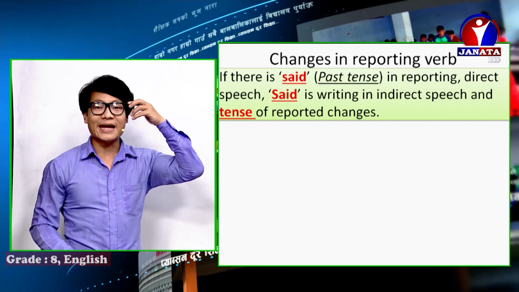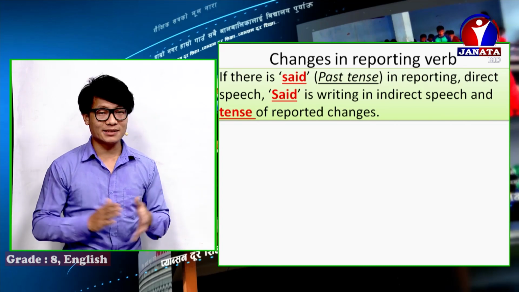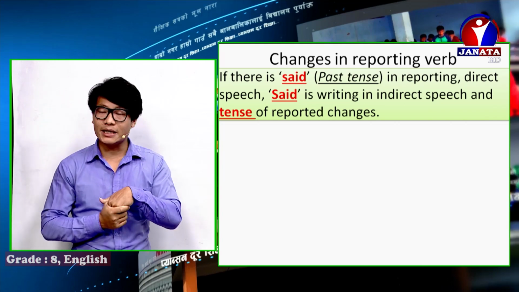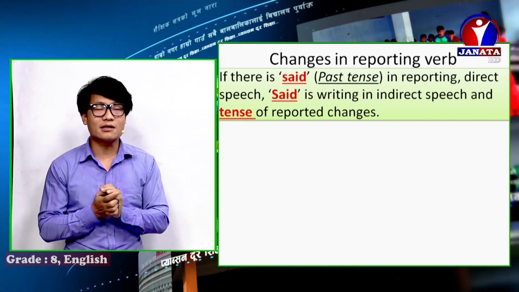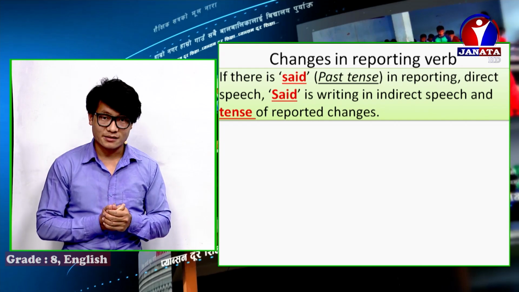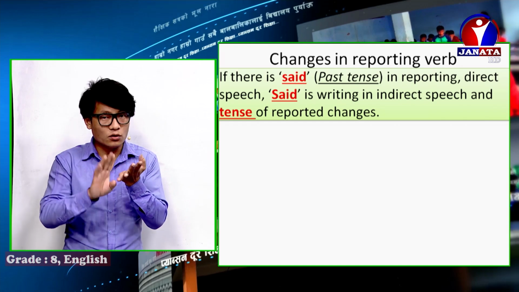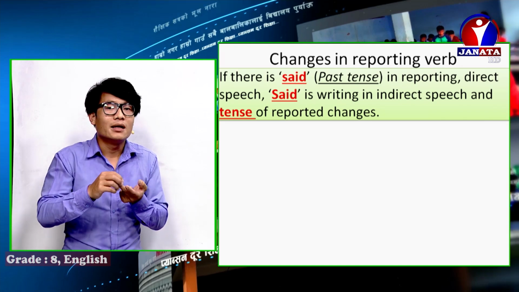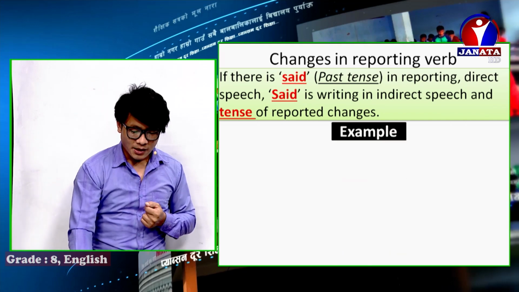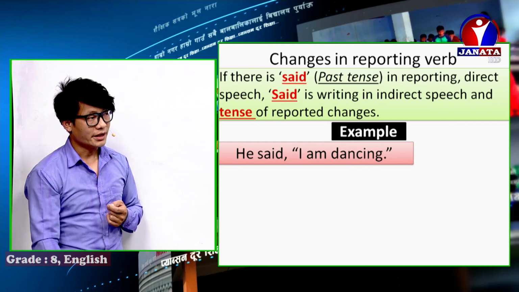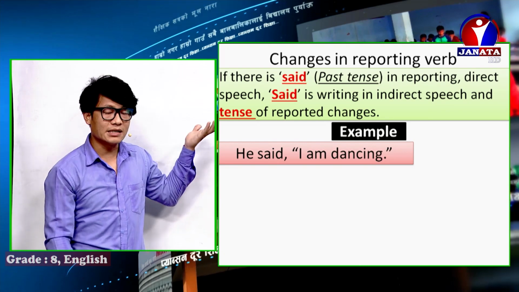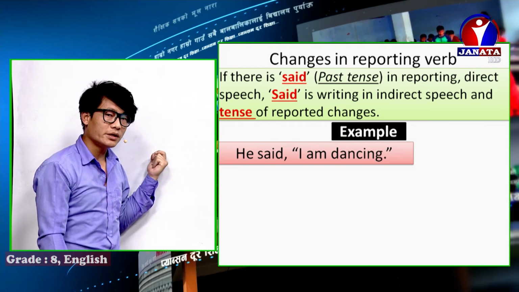Now changes in a reporting verb. If there is a yes, I said. Said means past tense. In reporting, direct speech, said is written in direct speech, and the tense of reported changes. Tense of reported changes. When there is a future, when there is a present, no change. But when there is a past, then there will be change of tense. Okay? So let me show you an example here. He said, I am dancing. He is subject, said. This is in past tense, comma, and this is a reported sentence.